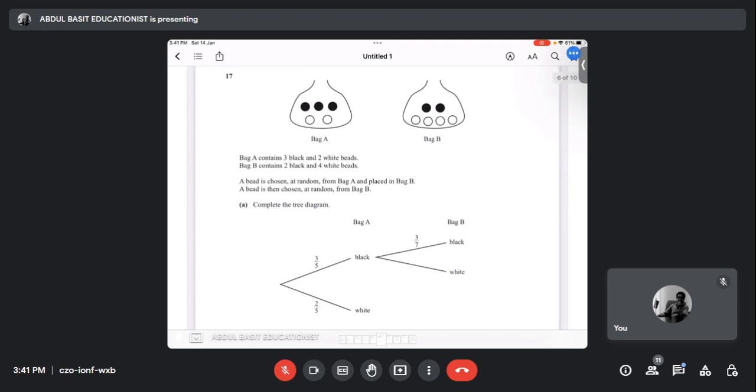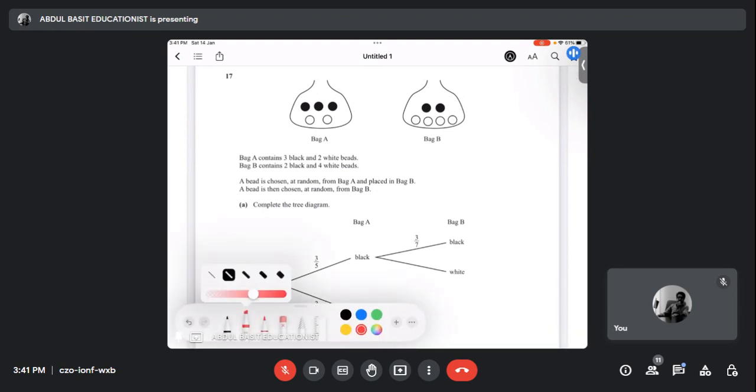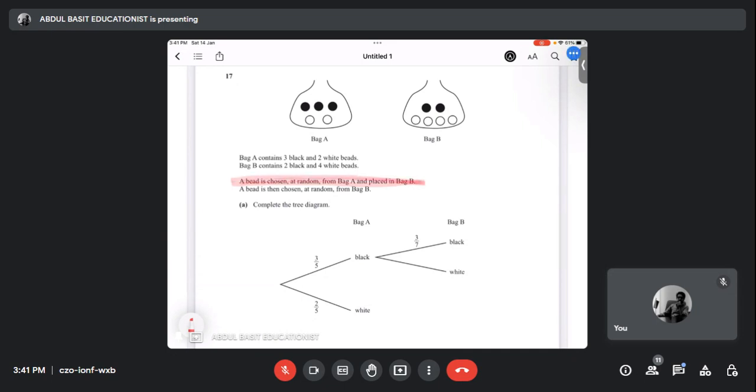Okay, that's nice. Now look at the statement, please. This statement is very much tricky, so you have to pay attention to it. Okay, all of you. Rida, बेटा ये जरा सेंटेंस पढ़ना दोबारा. A bead is chosen at random from bag A and placed in bag B.